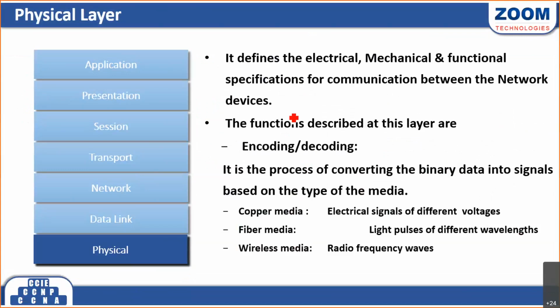In the physical layer, data is converted into signals based upon the type of media. For copper media, electrical signals of different voltages; for fiber media, light pulses of different wavelengths; for wireless media, radio frequency waves.